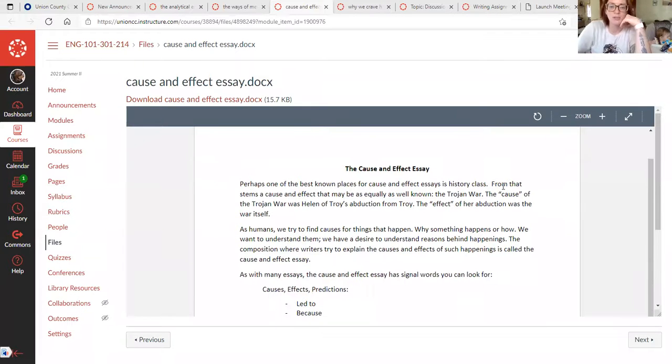Okay, so your cause and effect essay. This is definitely something that we see a lot more in history class. We also see it in a science class: what's going to happen if we do this? But when we do it in science, it's called an experiment and a hypothesis. In English, it's just a cause and effect essay. So we try to figure out what happened.